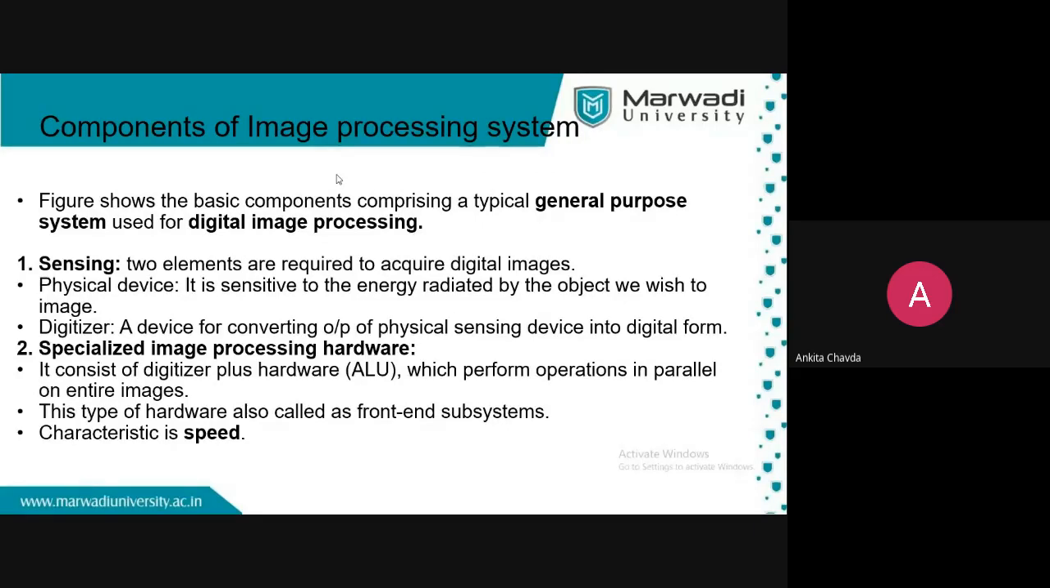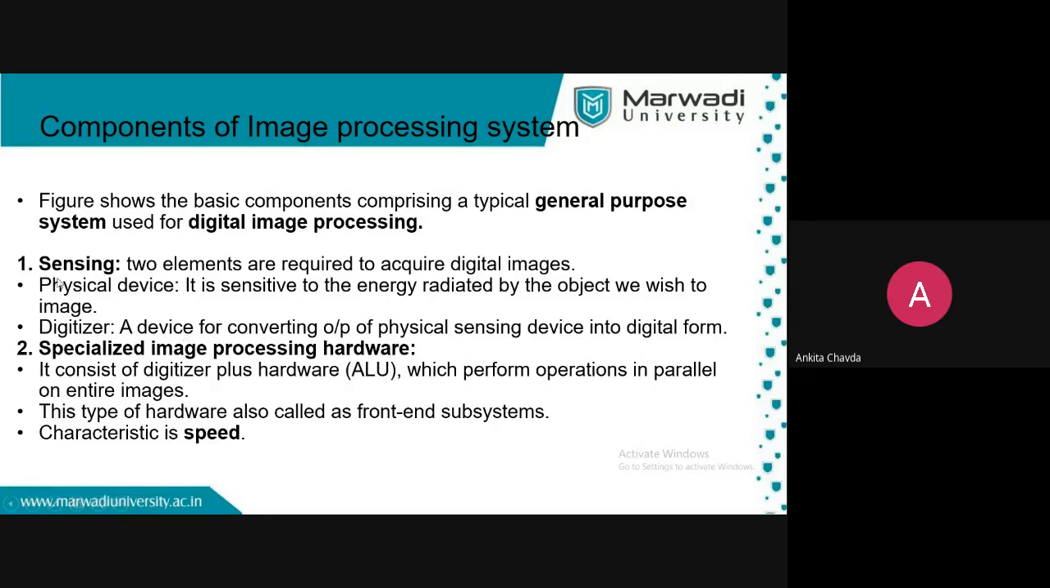A very basic thing, no need to explain even. The figure shows the basic components comprising a typical general purpose system used for digital image processing. First is sensing. Two elements are required to acquire the digital image. One is a physical device that is sensitive to the energy radiated by the object we wish to image, the one we wish to click. That is known as the object. And the digitizer is a device for converting the output of this physical sensing device into digital form.